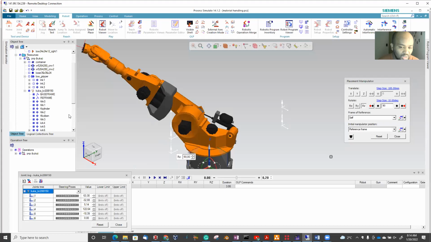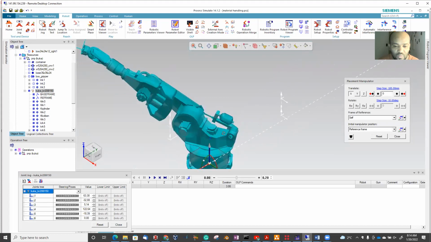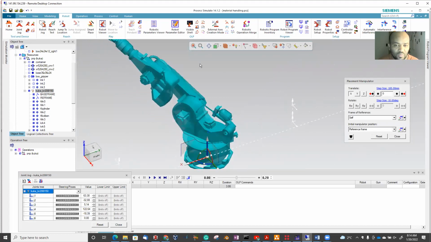Now, if we consider the joint 2 rotation, maybe it is this one. Actually, I don't know how to see that.